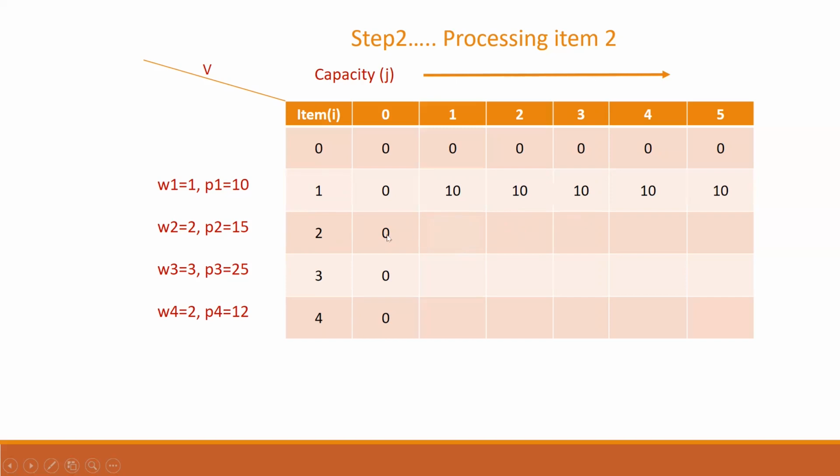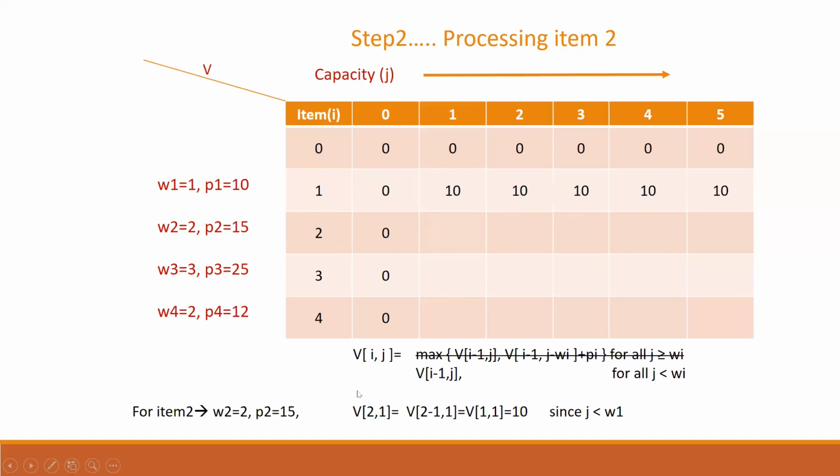Here this cell is V of 2, 1. Its weight is 2. Item 2's weight is 2, but the knapsack capacity is only 1.